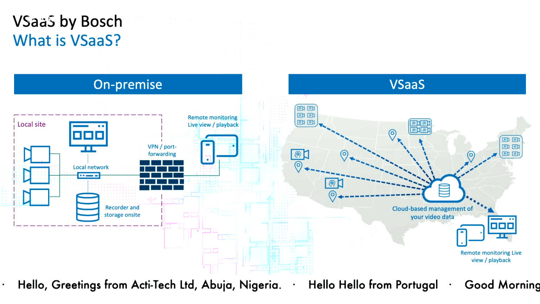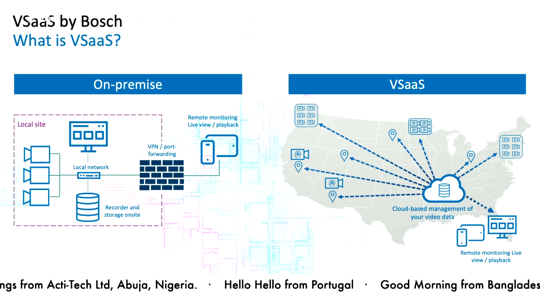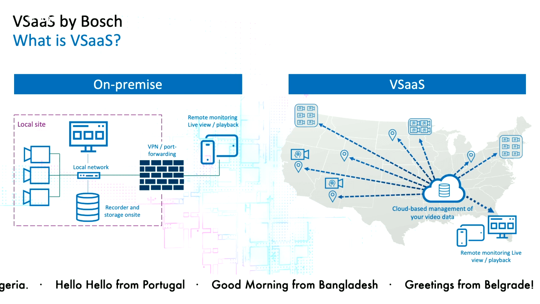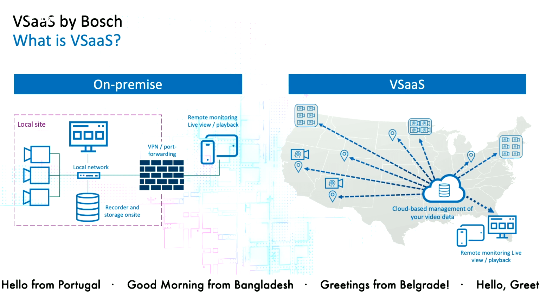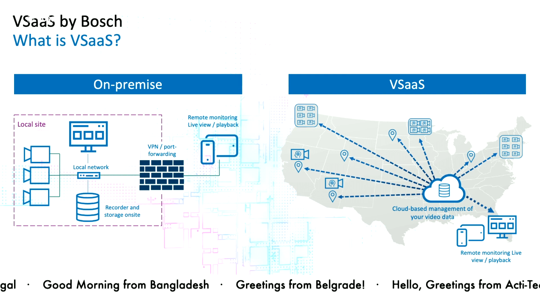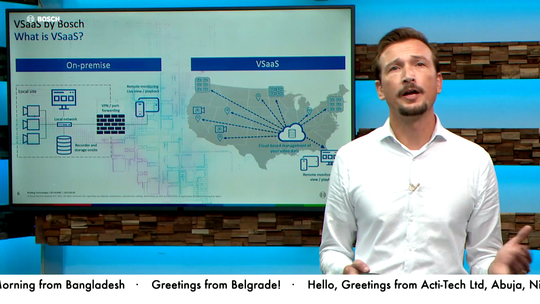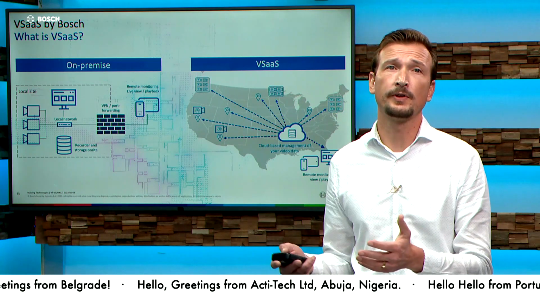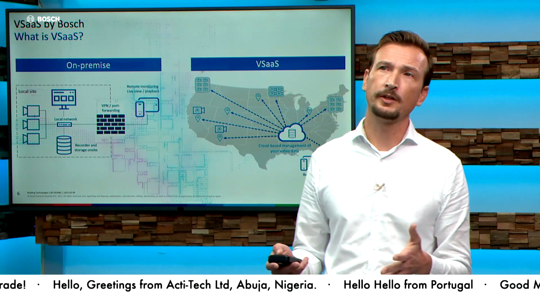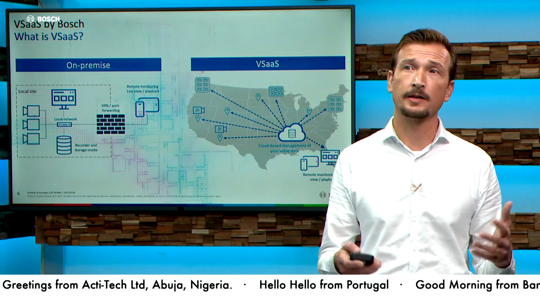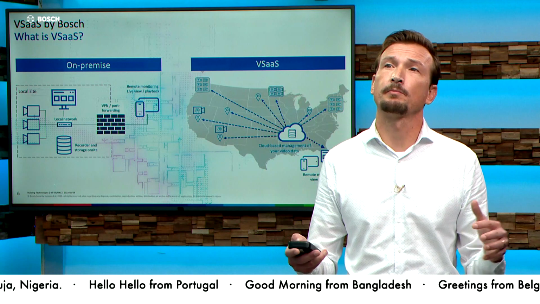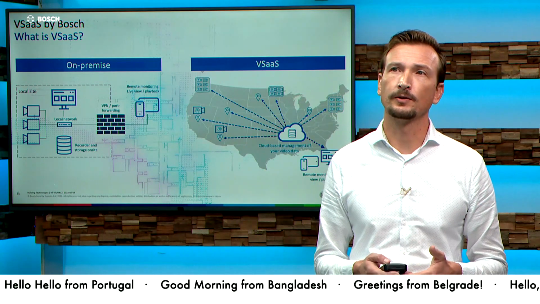So as you can see on this slide, you see on the left the on-premise version. So you guys already know how it works. It is the VMS on site. You have a lot of hardware there. You have your servers, your recording is there. And on the right, you really see something different, which is actually VSaaS. So mainly what you need is your camera as a security equipment, but the rest of the things are mainly hosted in the cloud.